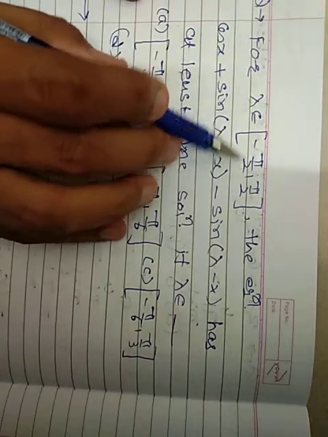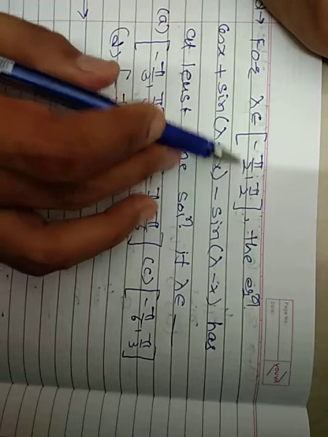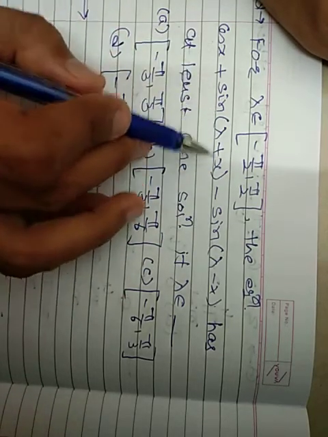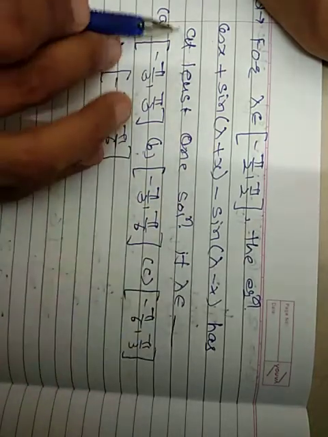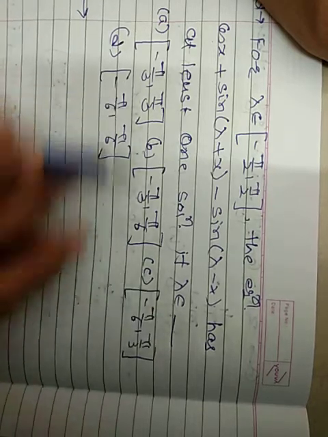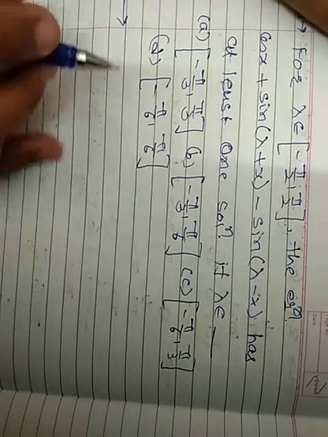Lambda belongs to minus pi by 2 to pi by 2, that means first and fourth quadrant. The equation cos x plus sin(lambda plus x) minus sin(lambda minus x) has at least one solution if lambda belongs to which interval. That means we have to find out an interval.